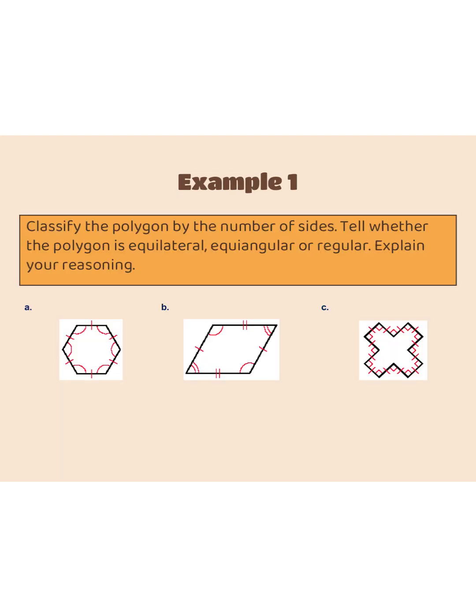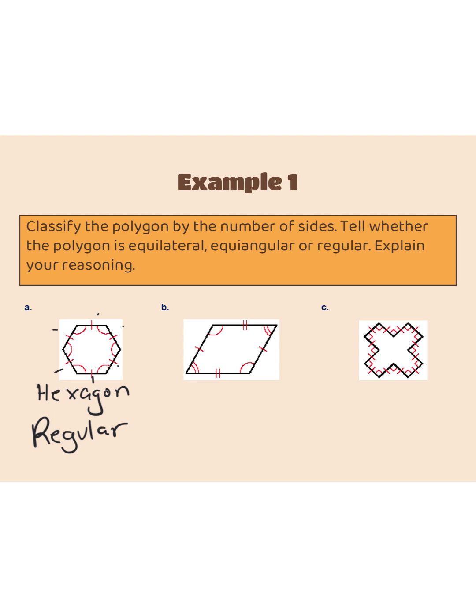We have to classify the polygon by the number of sides and tell whether the polygon is equilateral, equiangular, or regular, and explain. So let's do it by parts. Let's classify all of them by the number of sides. So this is 1, 2, 3, 4, 5, 6 sides. So because that is a 6 side, that is the hexagon. Now they want us to tell if it's equiangular, equilateral, or regular. They're telling us all the angles are congruent, and they're telling us all the sides are congruent. So this is a regular polygon. So it has equiangular and equilateral.